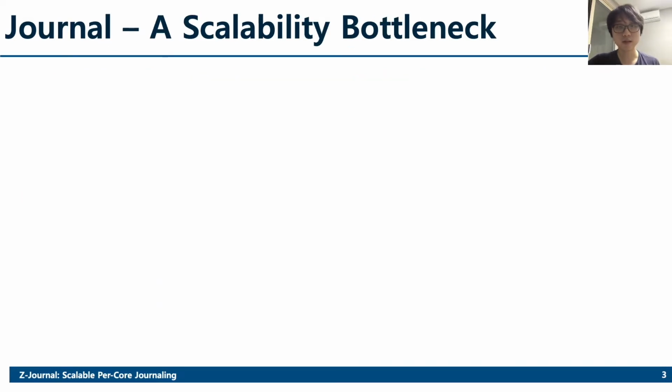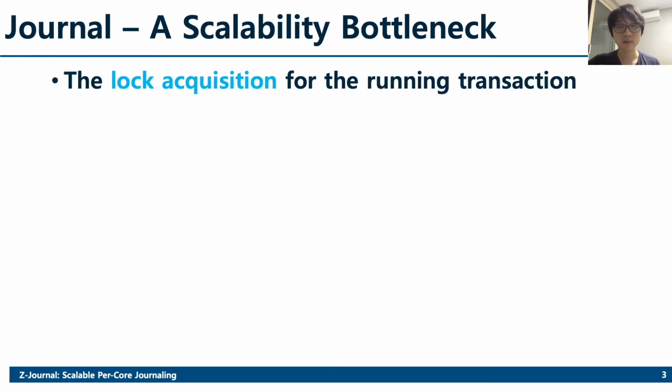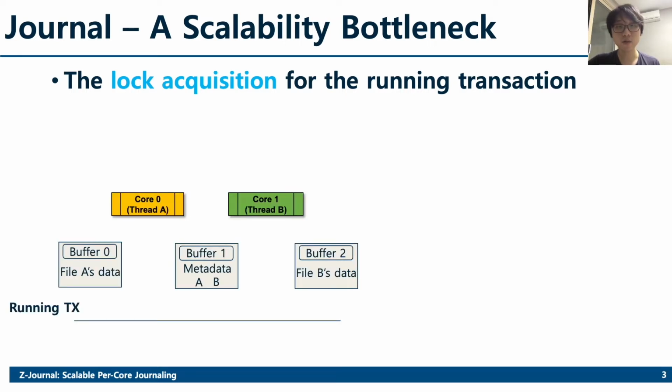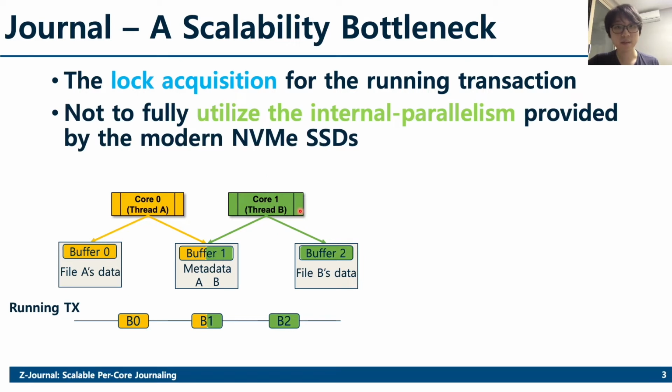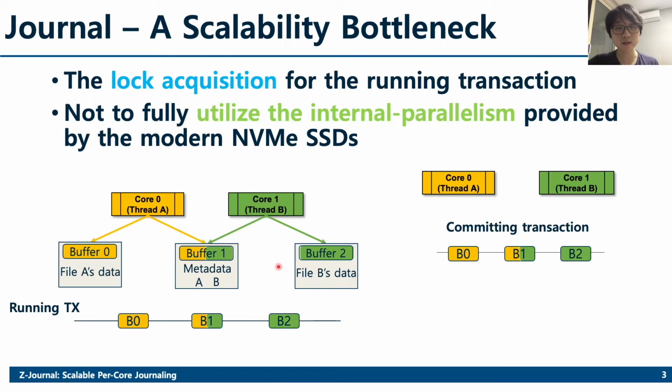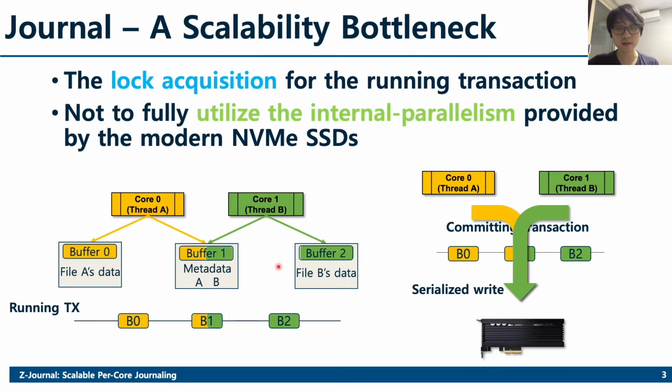Naturally, this centralized journal design can be a significant scalability bottleneck. First, buffer modifications done by all cores in the system must be serialized at the journal layer, especially when a core tries to insert its modified buffer in the running transaction. The core must acquire the lock to the running transaction in advance. Second, because every write to the underlying storage device is serialized at the committing transaction, JBD2 cannot fully utilize the internal parallelism of modern SSDs.